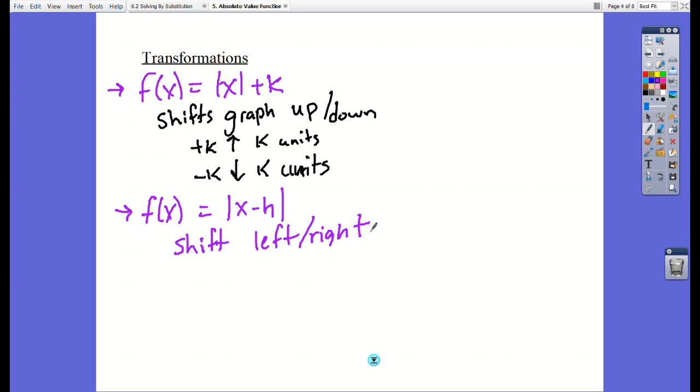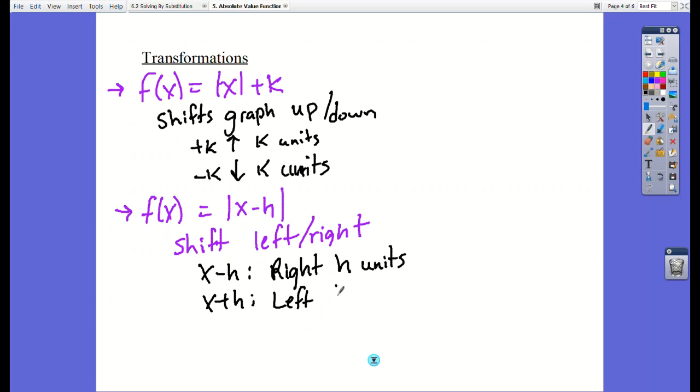When does it shift left? When does the graph shift right? So we're going to write x minus h and x plus h. So which of these two, when am I going to say shift right and shift left? So x minus h shifts right, positive, so we go right h units. This is opposite of what you think it's going to be, right? You would think a minus h would go left, but it goes right, and a plus h goes left h units.